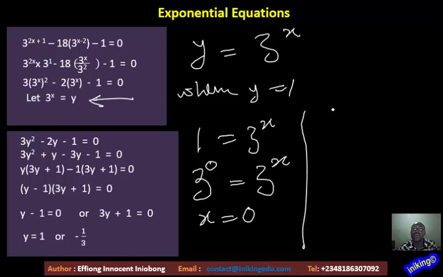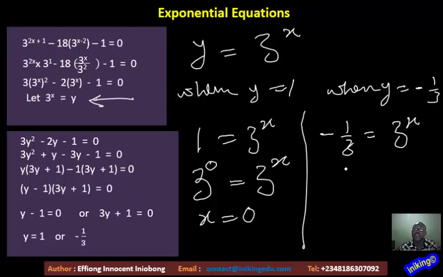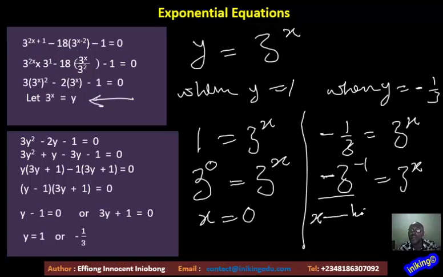And next I look at when y is minus 1 over 3. Minus 1 over 3 is equal to 3 raised to the power x. The best I can do here is minus 3 raised to the power minus 1 equals 3 raised to the power x. I cannot equate this because this is minus 3. For a negative number this way, we cannot find the roots. So we simply say here that x has no solution. At this level of mathematics, you are permitted to simply leave this as no solution.